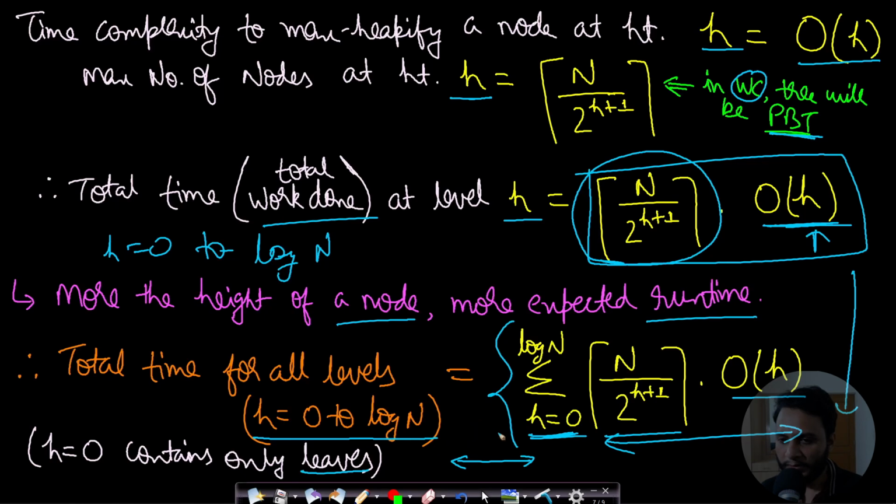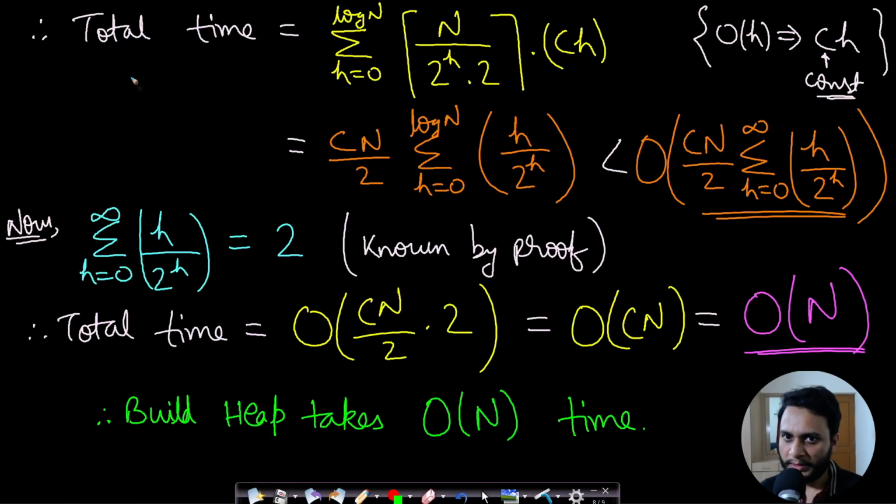So you don't really need to heapify the leaf nodes. So what we can do is start with h equals 1 to log n, but just for the sake of taking the worst case scenario, we will take h from 0 to log n. Now, as you can see, we can reformulate the formula which we had already written.